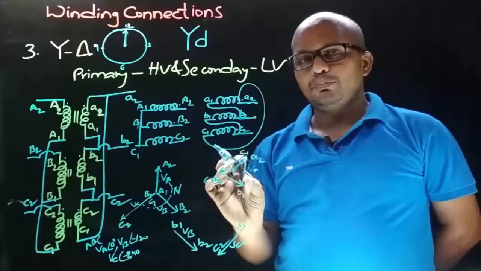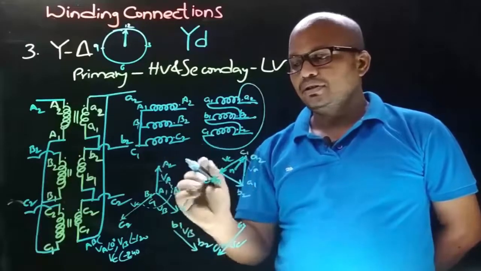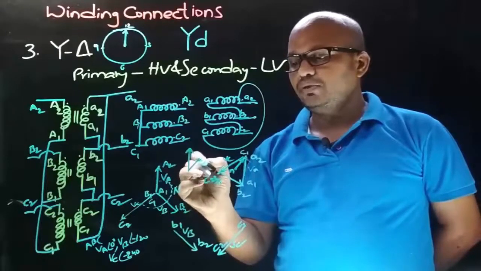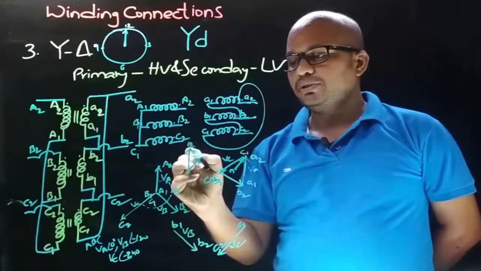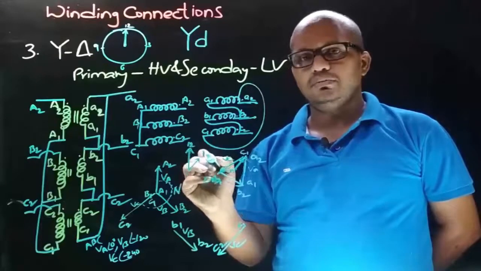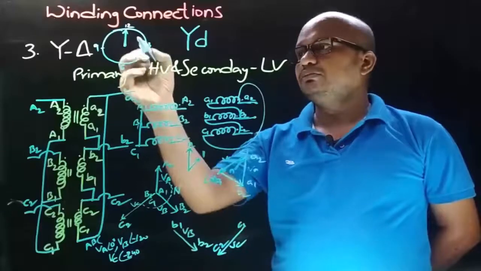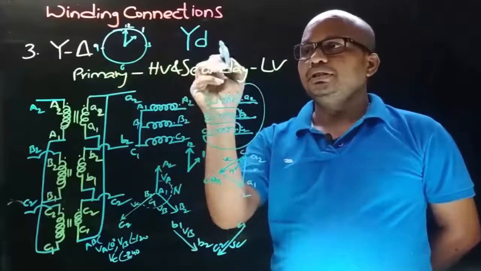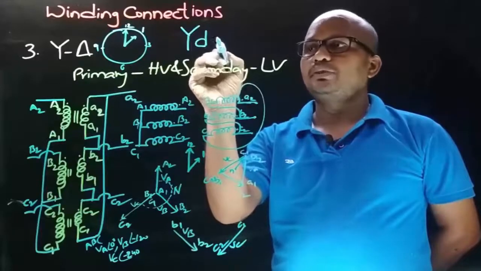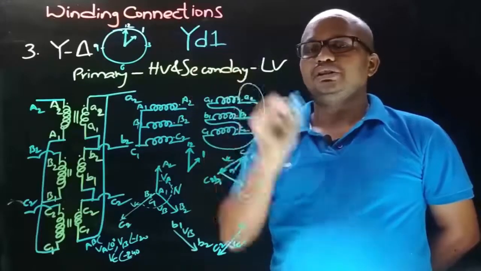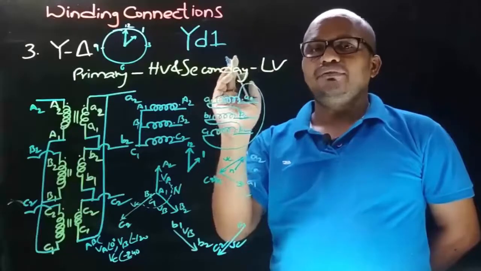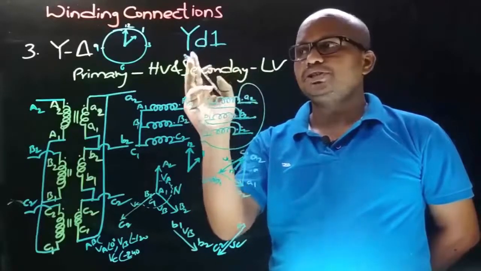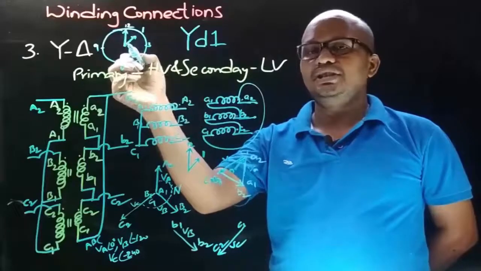So if you superimpose this on this, the minutes needle will look like this and the hours needle will look like this. So if you place 12 here, then this position will be 1. So the hours needle is shown pointing towards 1. This means the numeral in the vector group symbol will be 1, and that will indicate the phase displacement angle between LV voltage and HV voltage, which is the angle between the minutes needle and the hours needle.